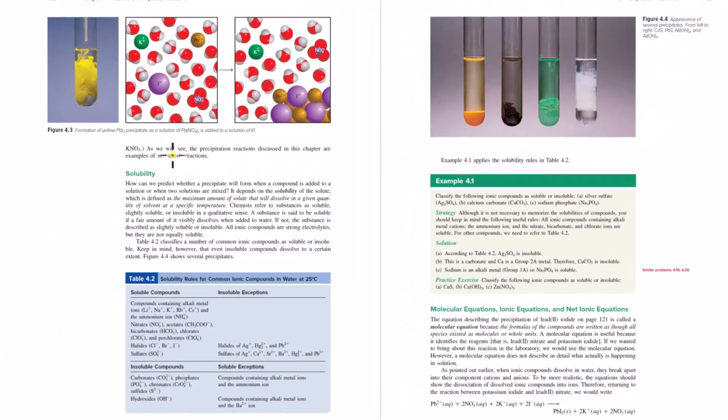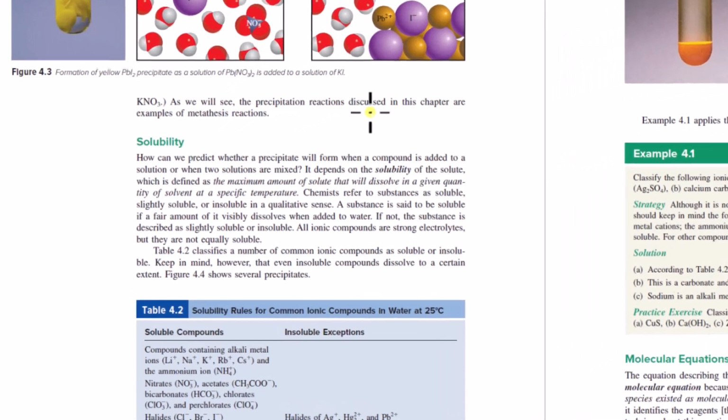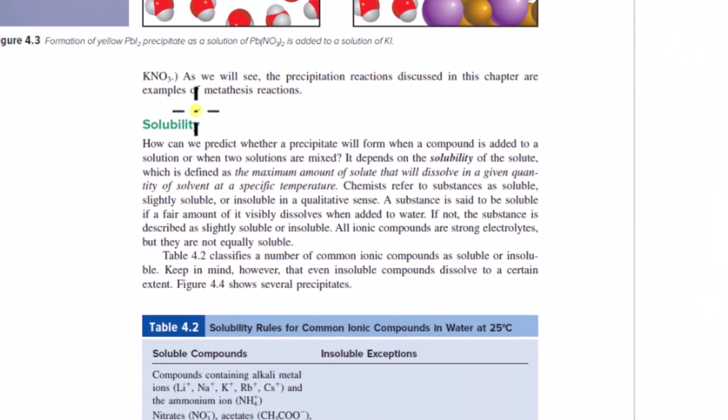As we will see, the precipitation reactions discussed in this chapter are examples of metathesis reactions. So all of the precipitation reactions we're going to analyze, because we're just going to be dealing with ionic compounds, right?